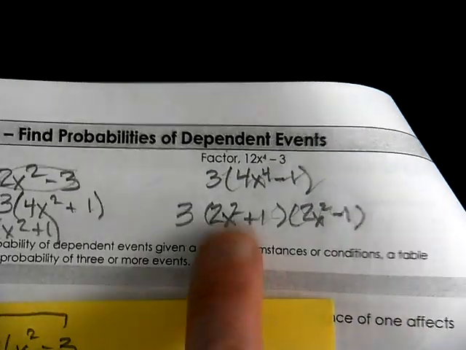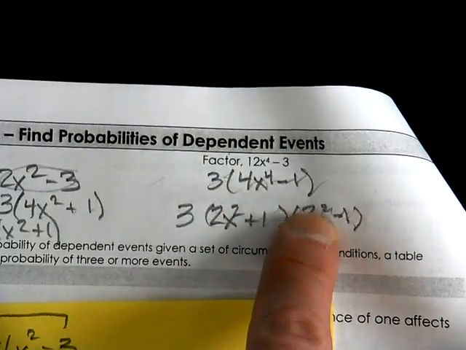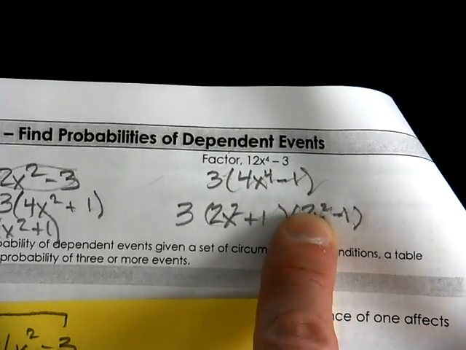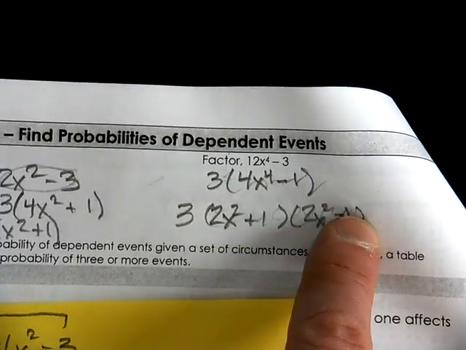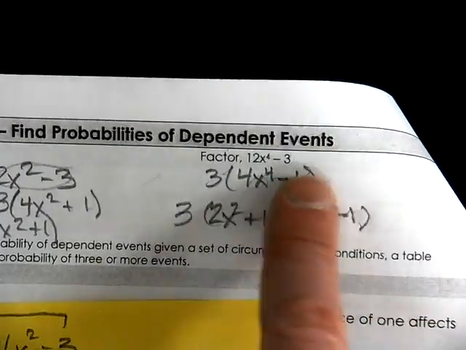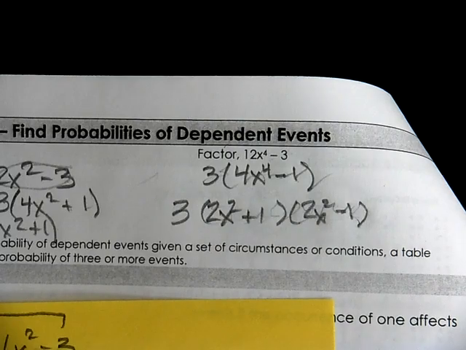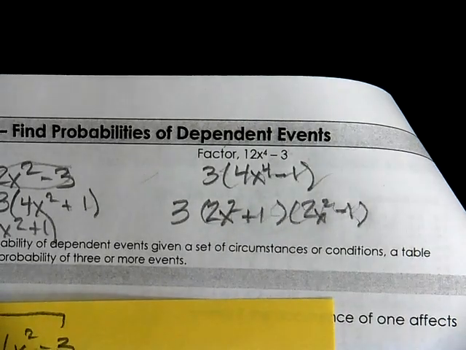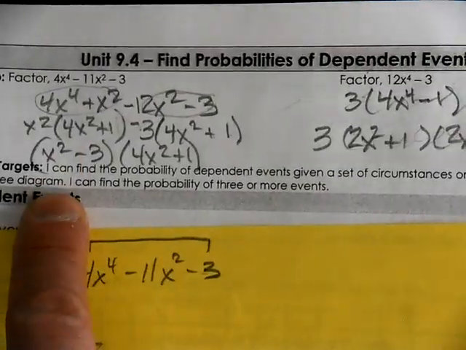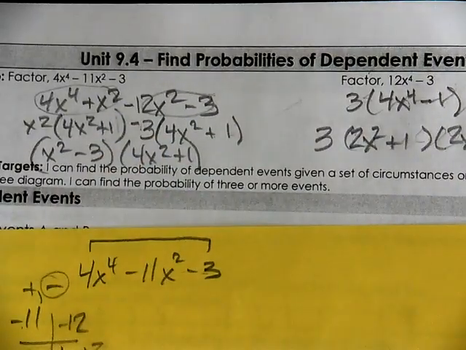You can FOIL it together to see if you get what you started with. 2 times 2 makes 4x squared. 2 times 1 and 2 times 1, a negative and a positive make none in the middle. And 1 times 1 makes 1. Now you can check your work. You know if you did it right. That's factoring. We can do this one with factor by grouping, like I showed you.